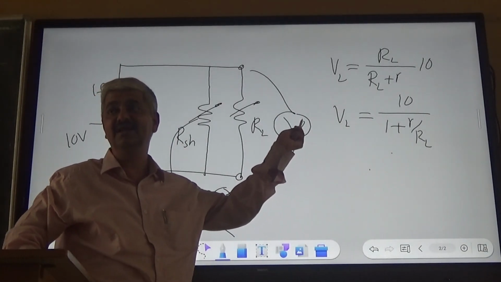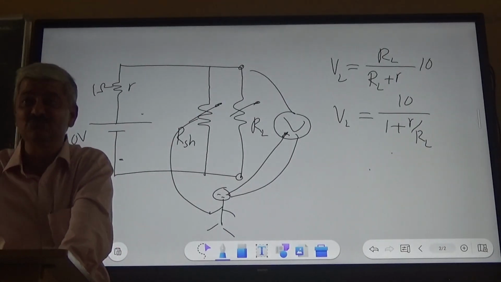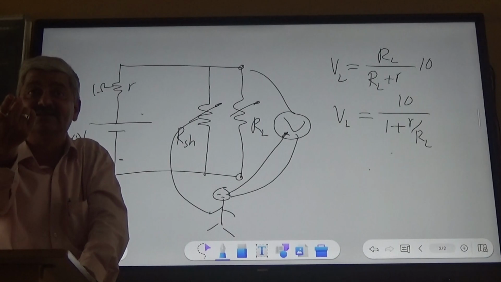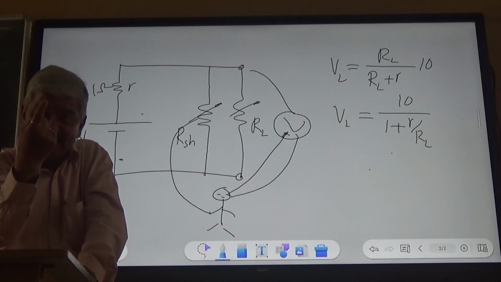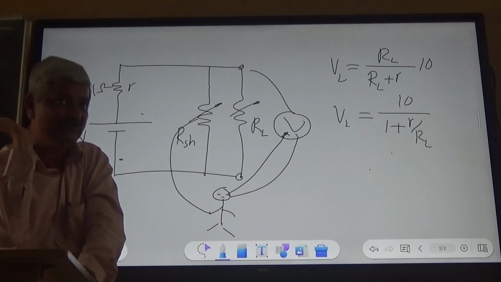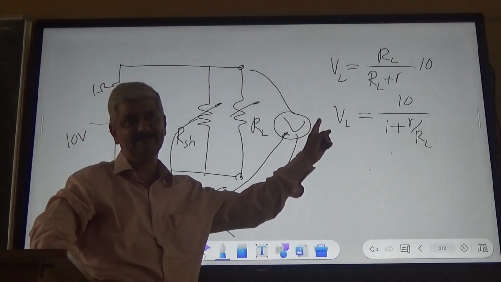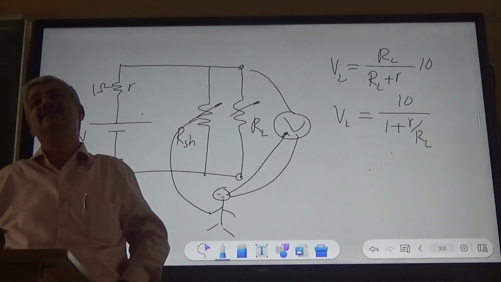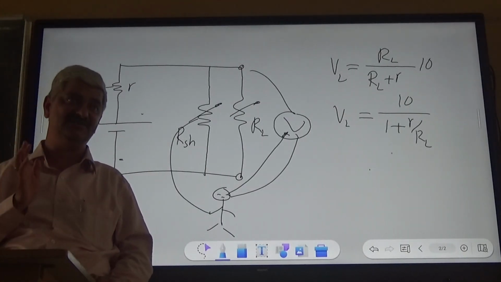Unless your eyes are here, and with your eyes, you watch the voltmeter. If the voltmeter shows what is expected, we have designed for 7 volts, right? So the voltmeter is expected to show 7. If it is showing 7, then what do you do? Nothing. Let the position be as it is.